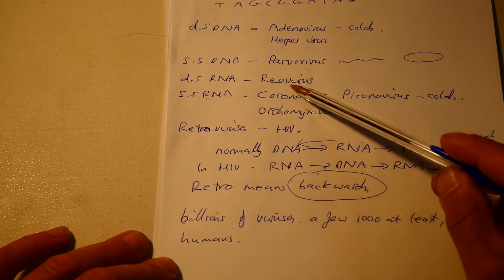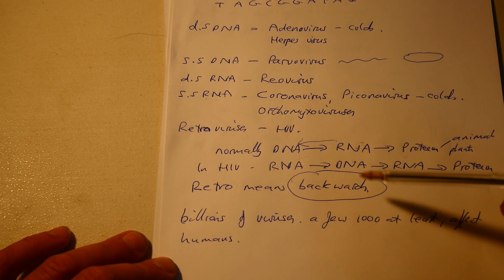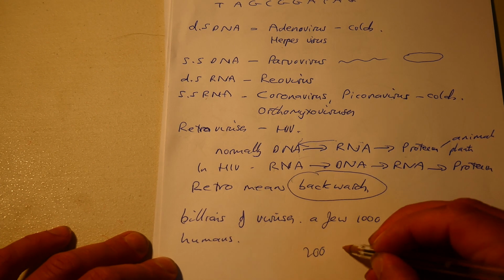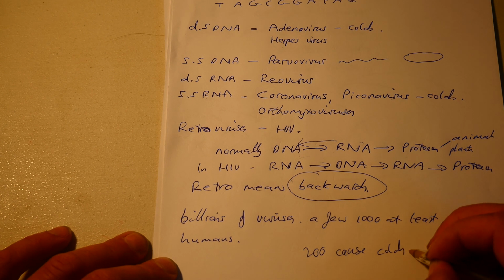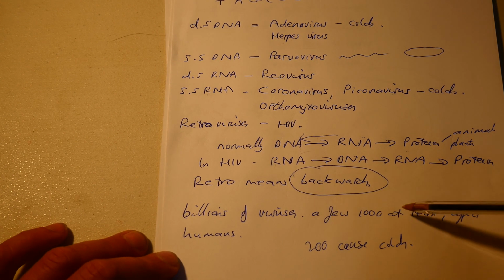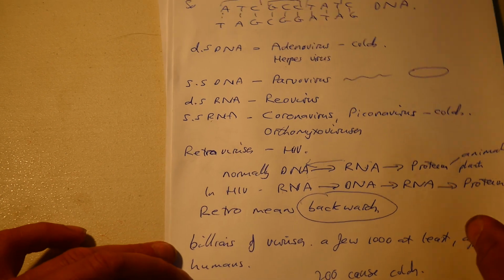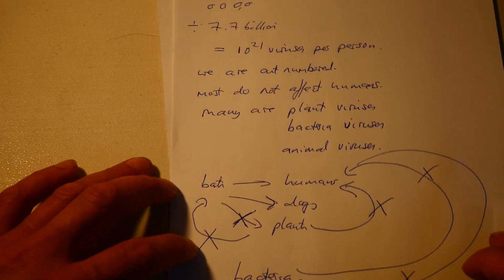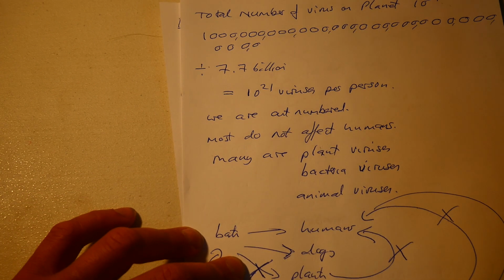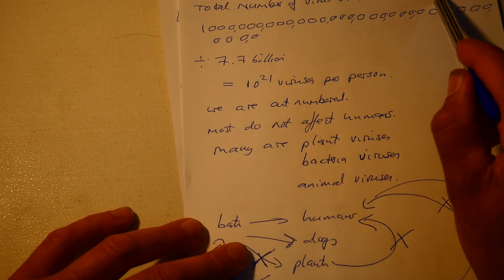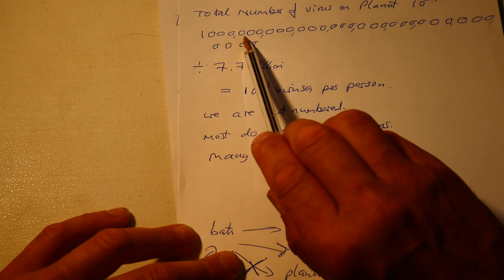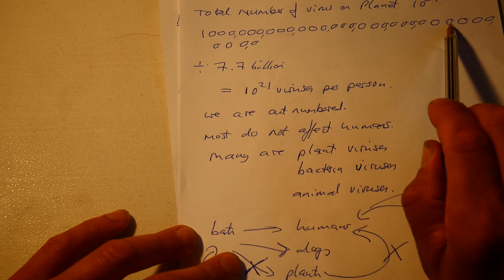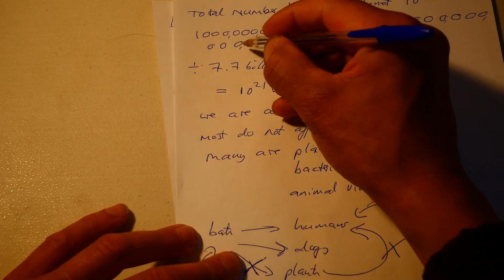Although coronavirus is dominating our lives, there are actually billions of viruses in the world. There are several thousand at least which affect humans, and there's a few hundred that, I think about 200, cause colds. But there are billions of viruses. The total number of viruses on the planet, I worked out, is 10 to the power 31. That's one with 31 zeros after it. So this is the total number of viruses on planet Earth.